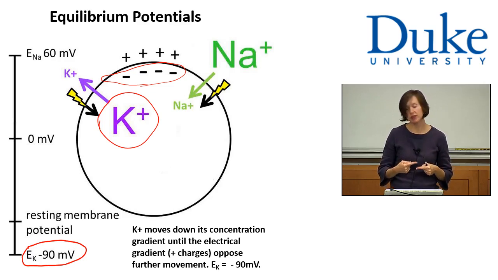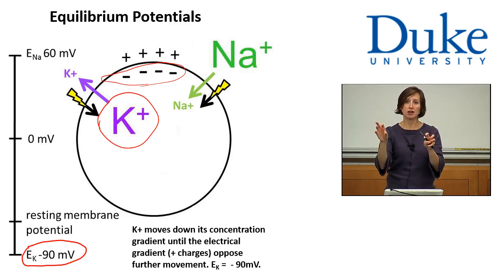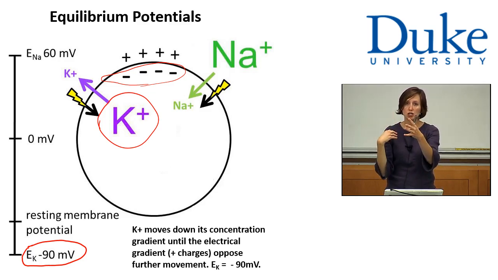So basically what the cell has done is it's taken two different positive ions, put them on opposite sides of the membrane so that they will have opposite charges for their equilibrium potential. And that, we'll see how that is going to be harnessed in order for the cell to signal.